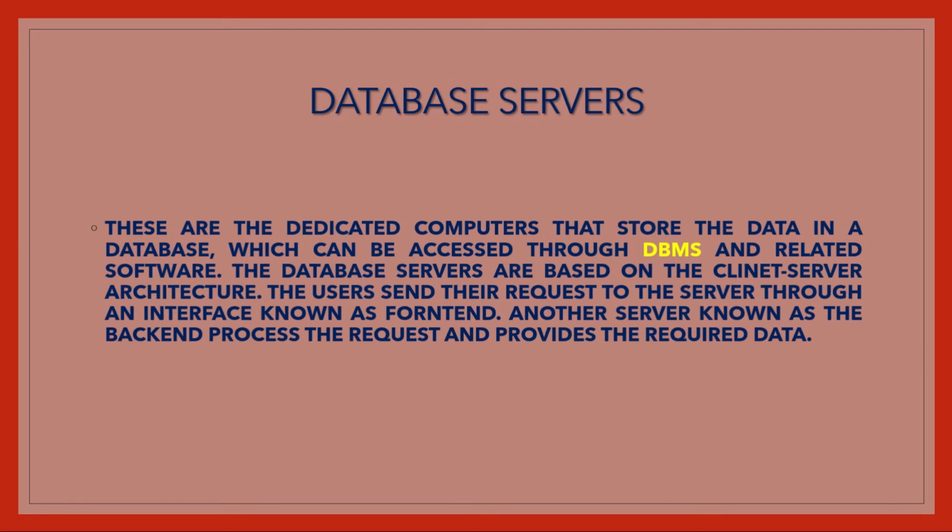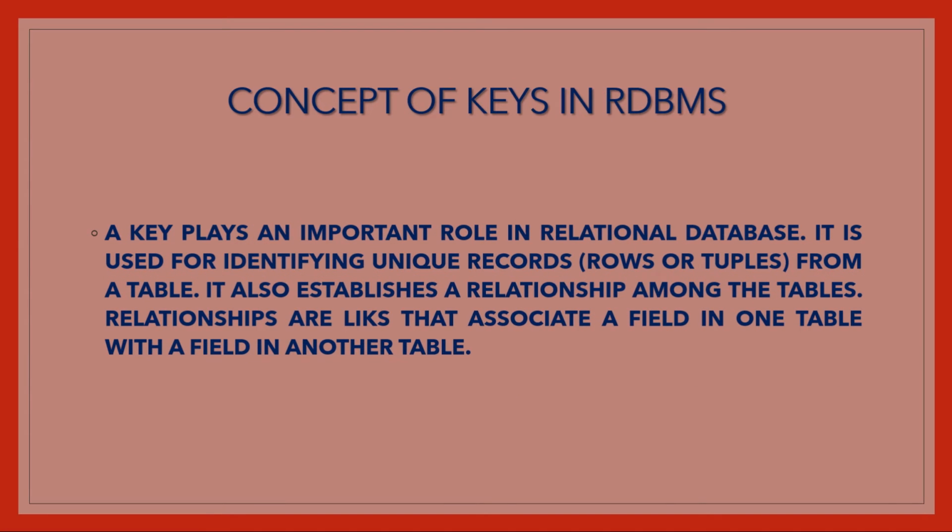Now let us see the concept of keys in RDBMS. What is actually a key? A key plays an important role in the relational database model. It is used for identifying unique records from a table. Records may also be referred to as rows or tuples, as I explained yesterday. It also establishes a relationship among the tables. Relationships are links that associate a field in one table with a field in another table. That is what the key does.